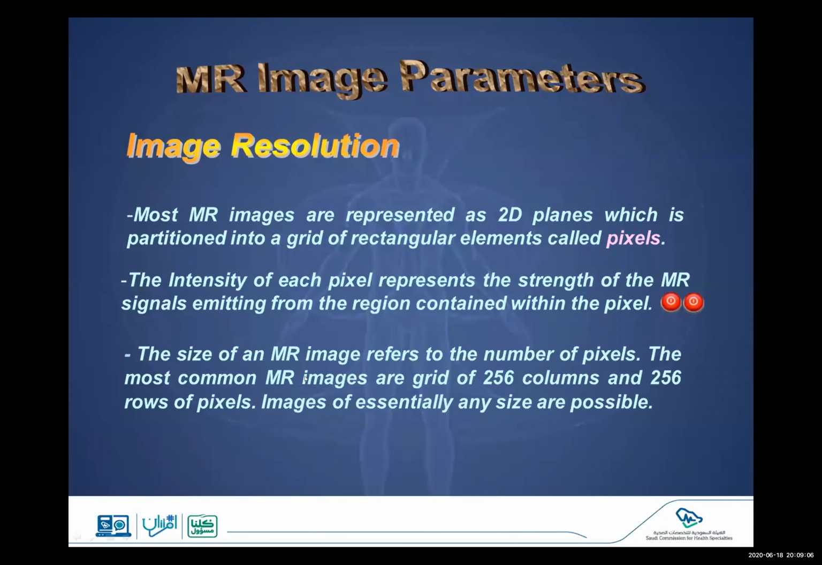So the size of the MR images refers to the number of pixels. The most common MR images are a grid of 256 columns and 256 rows of pixels. We can see more resolution than this, but as we will see in our lecture, the number of pixels affects scan time. That's why people tend not to use very high resolution, because that will affect the scan time, as we will see.